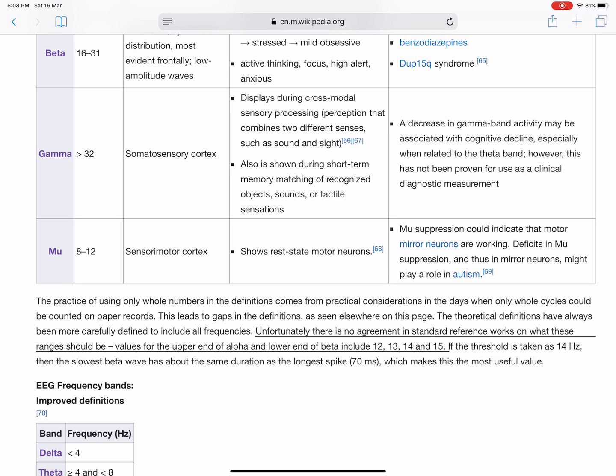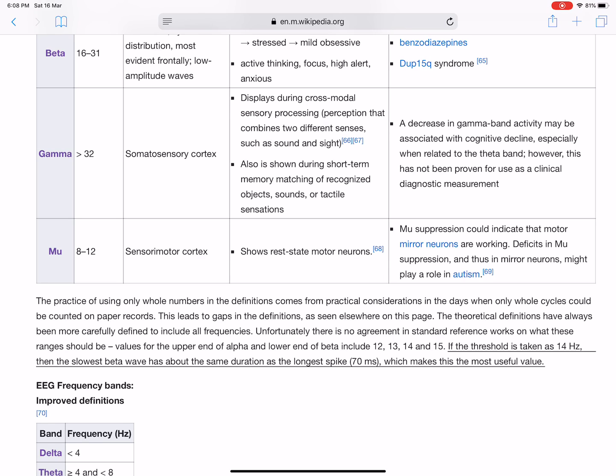Values for the upper end of alpha and lower end of beta include several options, and if the threshold is taken as a certain Hertz value, then the slowest beta wave has about the same duration as the longest spike, which makes this the most useful value.